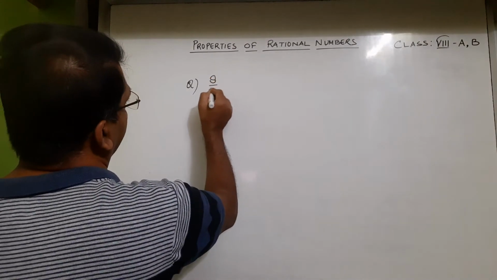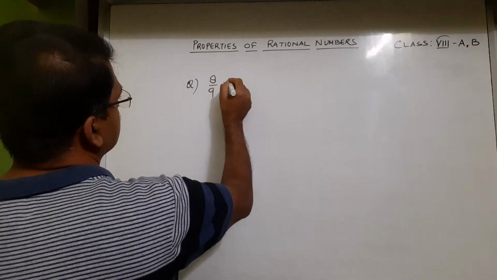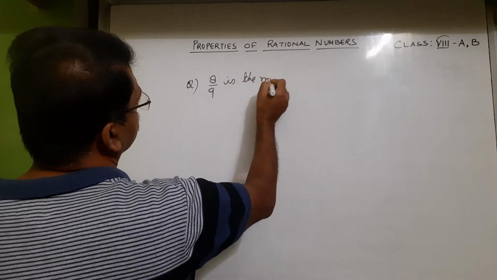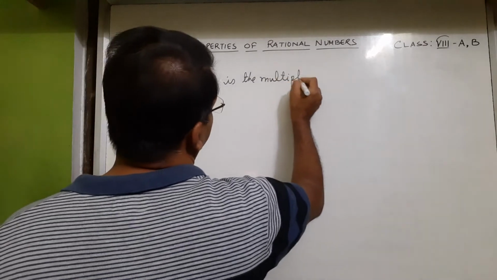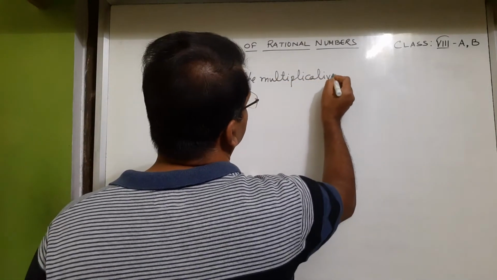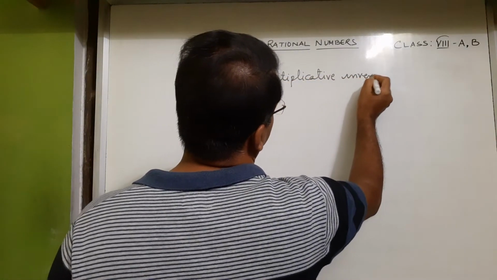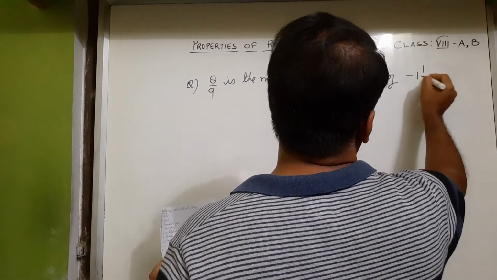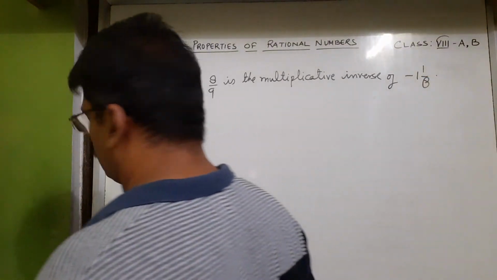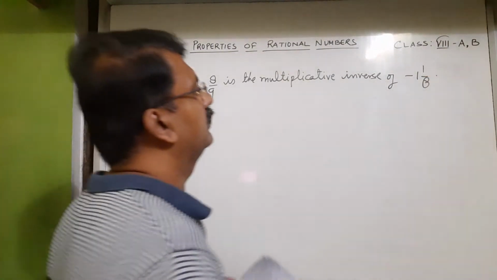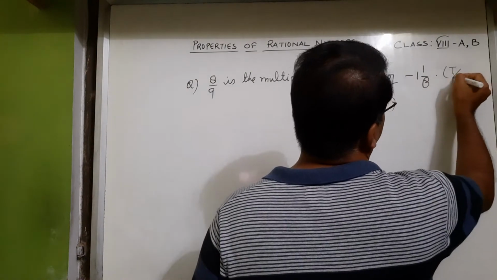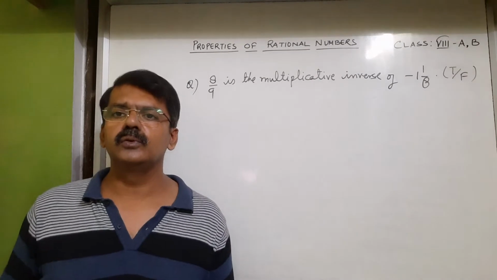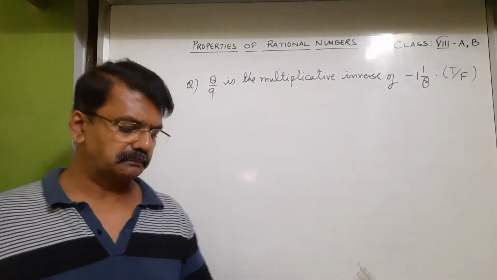Eight upon 9 is the multiplicative inverse of minus 1 whole 1 by 8. We have to write whether it is true or false.